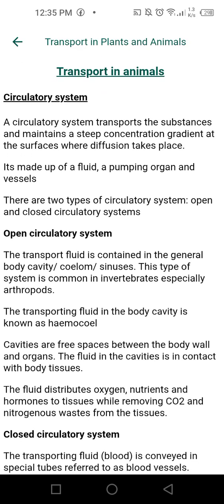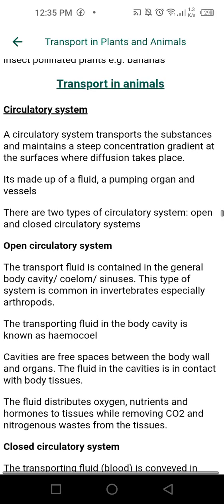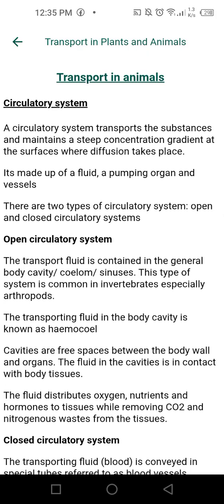Transport in animals. Circulatory system. A circulatory system transports substances and maintains a steep concentration gradient at the surfaces where diffusion takes place. It's made up of a fluid, a pumping organ, and vessels. There are two types of circulatory system: open and closed circulatory systems.